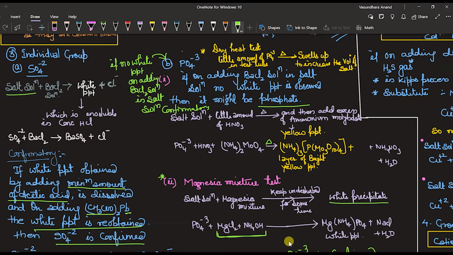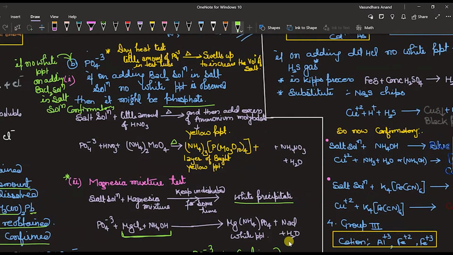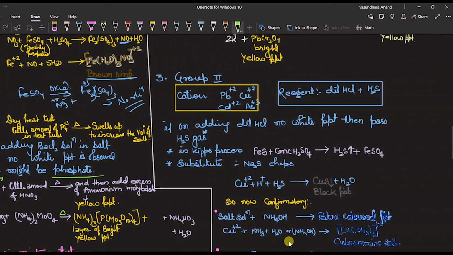If brown fumes are also not there, then we'll go for the sulphate, and in that we'll take the salt solution and add the barium chloride solution and we'll get the white PPT. If this is also not there, then at last we will go for the phosphate, and for sure it will be there. Okay. After finding all the anions, whatever anion is there in the salt, we have to go for cation.